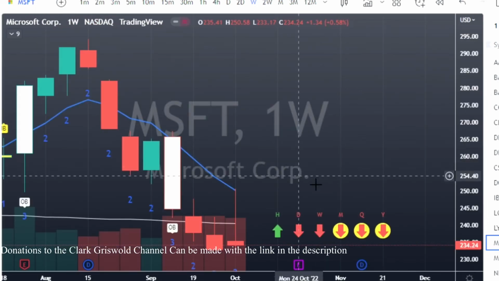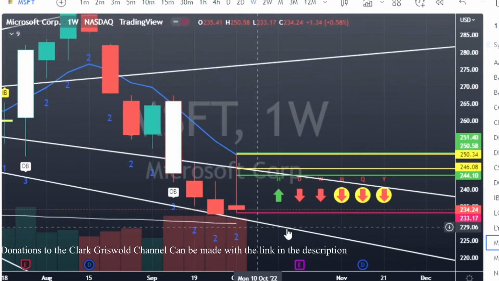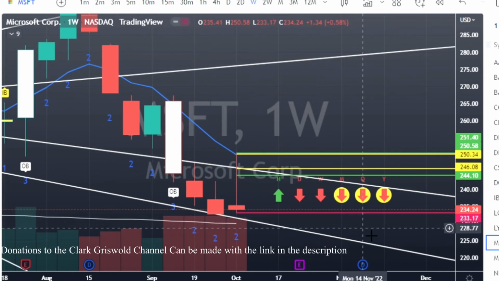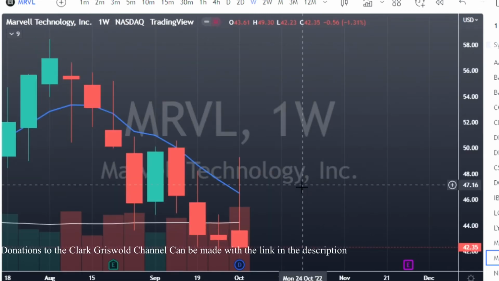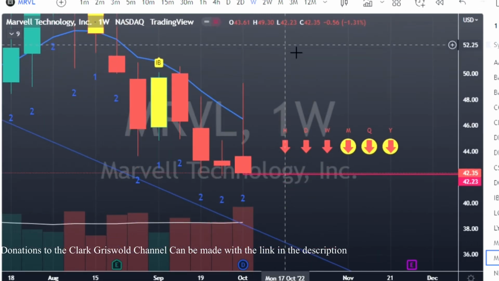Okay, Microsoft, 2 up, finished red, shooter candle. Possible exhaustion risk here. We'll see what happens though. Puts at 233.17. Shooter candle again on Marvell. Full time frame to the downside.